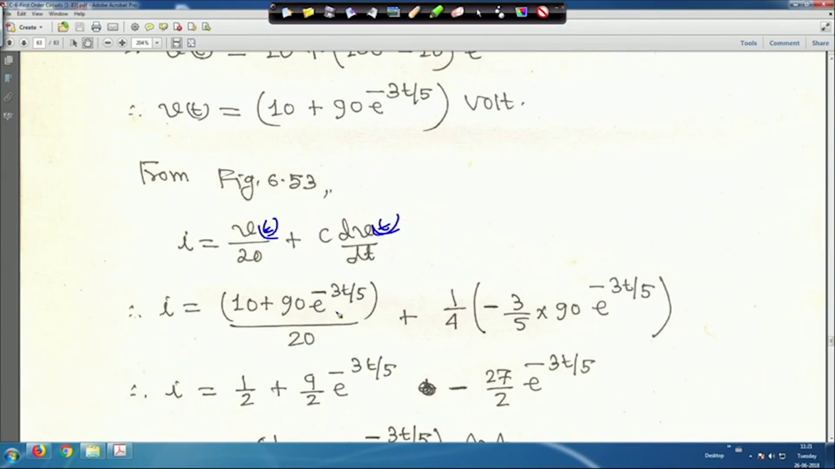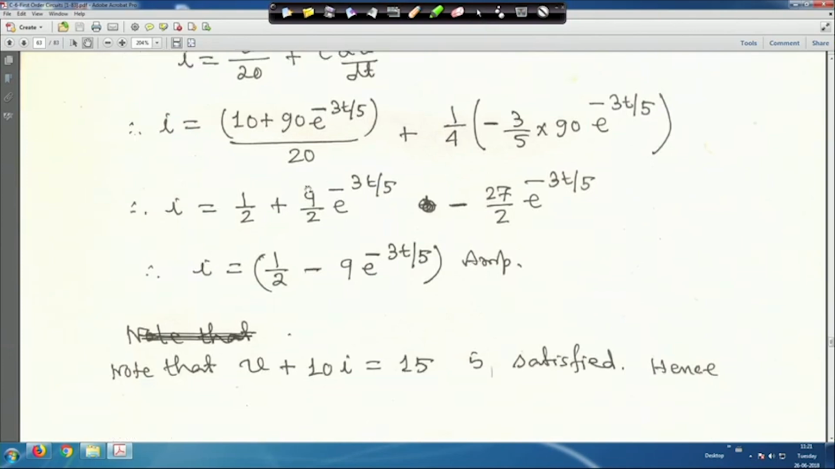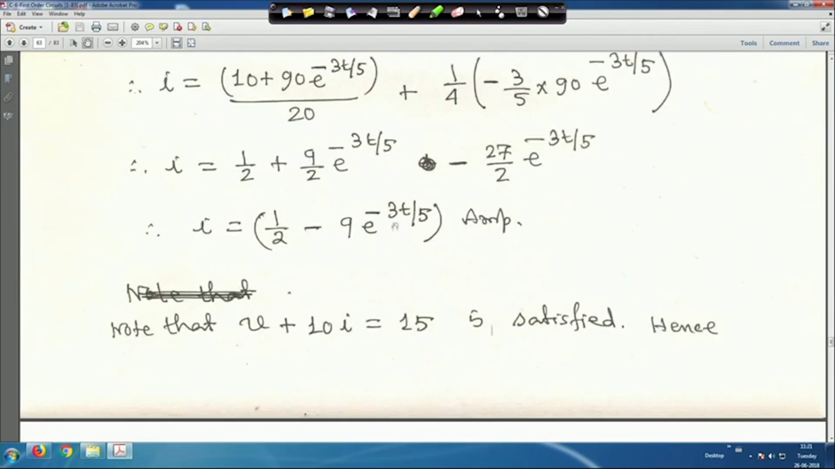So, put the expression of V(t) here, and take the derivative of this one. This is the second term, that is C equal to 1/4 farad into dV/dt. Let me clear this. In this case, your I is equal to, after simplification, 1/2 plus 9/2 e^(-3t/5) minus 27/2 e^(-3t/5). That means I is equal to 1/2 minus 9 e^(-3t/5) ampere.